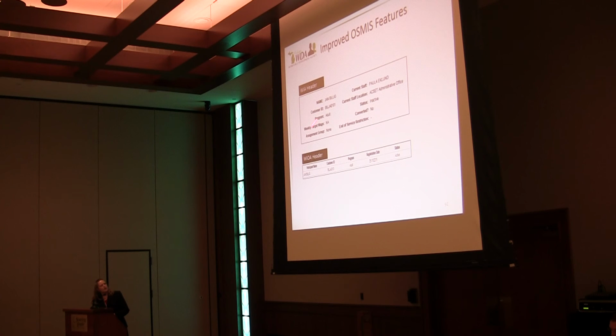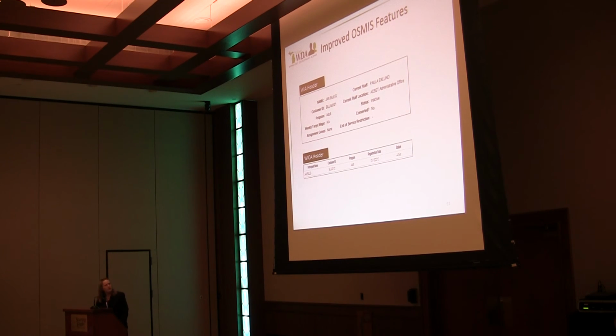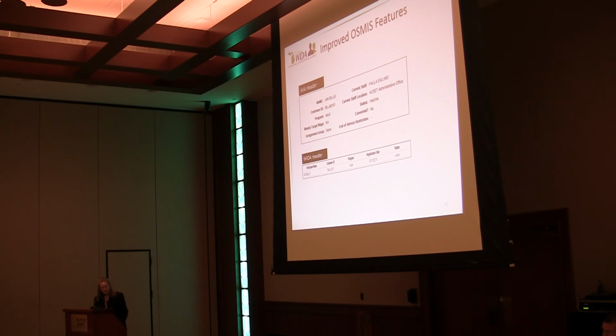The WIA header, this is how it is now. There are just some fields that are outdated in there that are still shown, like converted, assignment group, end of service restriction. Those are outdated, and therefore they are gone with the new WIOA header. The new WIOA header includes a participant name, customer ID, program, reg date, and the status, which will either list exited or active.